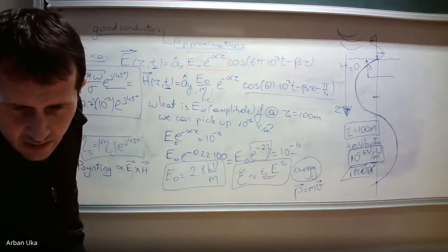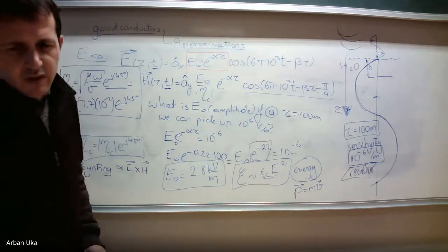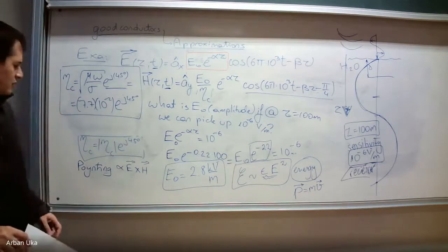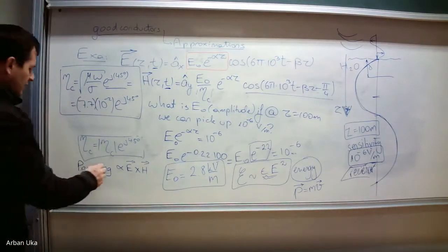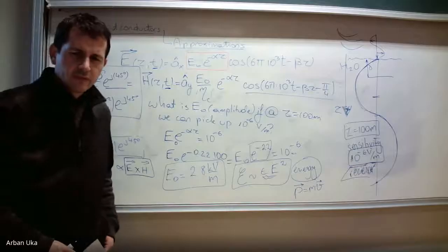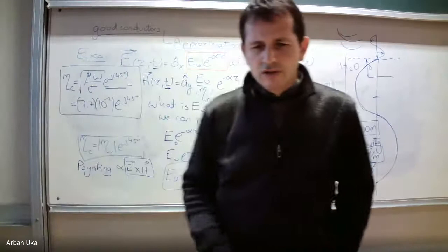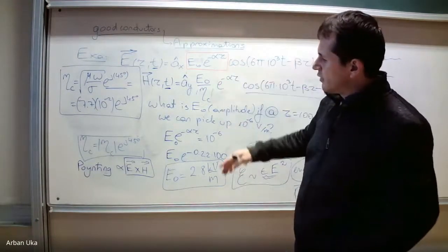Besmiri has always talked. Bjorna, can I have Bjorna answer this one? So what could be the direction of the Poynting vector, if the Poynting vector is proportional to E cross H? That's correct.